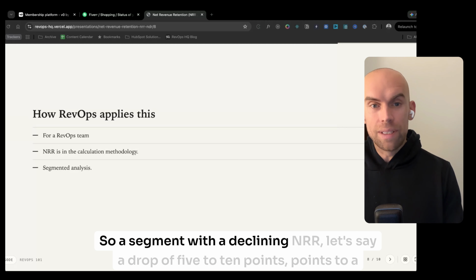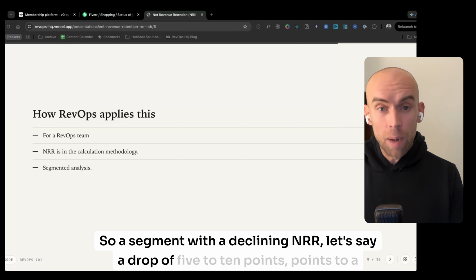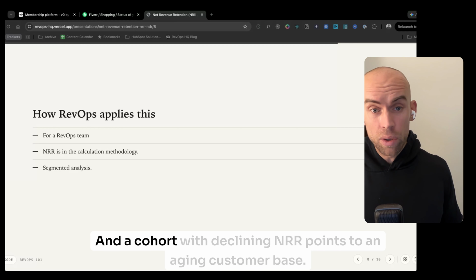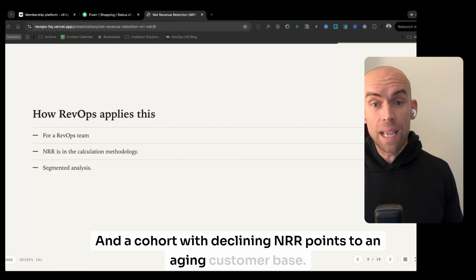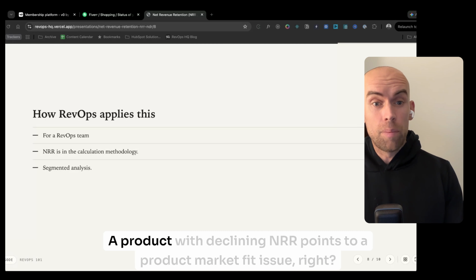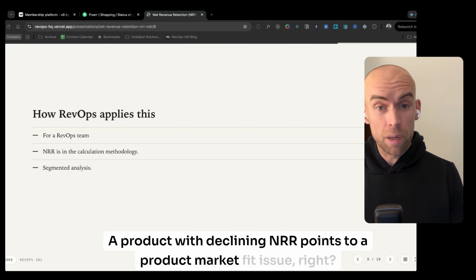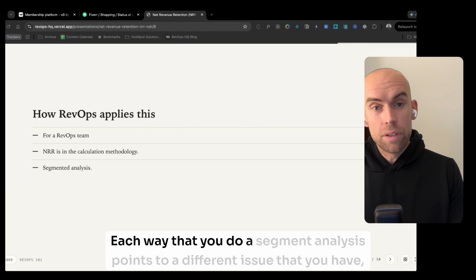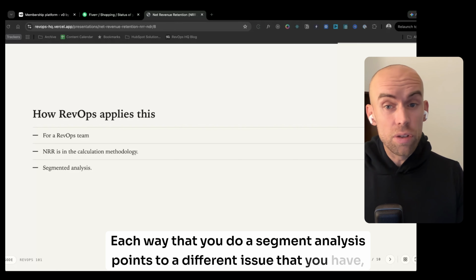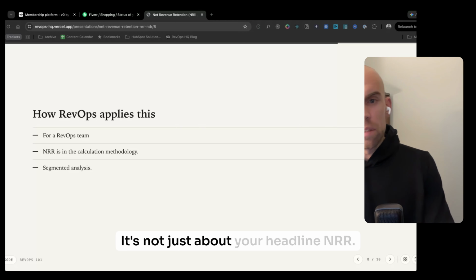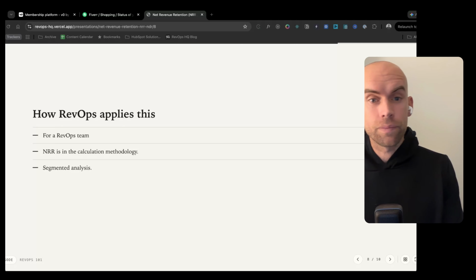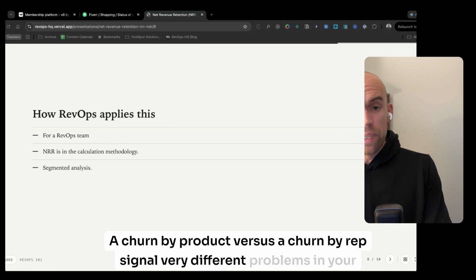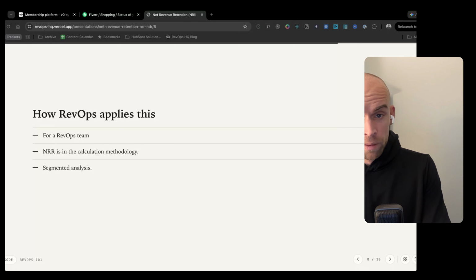So a segment with a declining NRR, let's say a drop of 5 to 10 points, points to a retention problem. A cohort with declining NRR points to an aging customer base. A product with declining NRR points to a product market fit issue, right? Each way that you do a segment analysis points to a different issue. It's not just about your headline NRR. Churn by product versus churn by rep signal very different problems in your business to be solved.